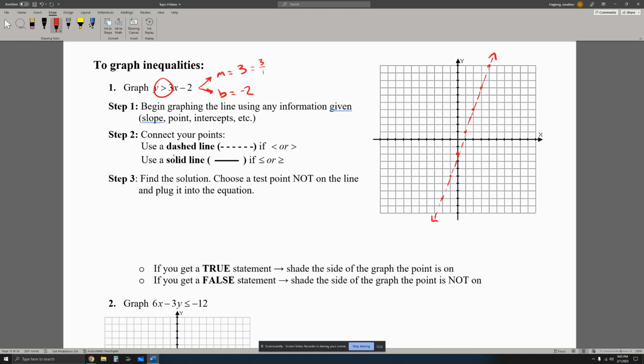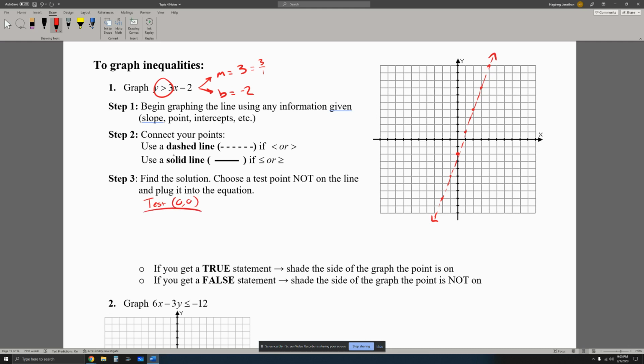And then step 3 is to find the solution. Choose a point not on the line and plug it into the equation. We have to figure out which side of the graph to shade. Most often, the easiest point to choose is going to be 0, 0, and that's going to be my recommendation for this line. If the line crosses through 0, 0, then you're going to have to choose another point that's not on the line. In this case, 0, 0 is not on the line, so it's a great test point. So I'm going to test 0, 0.